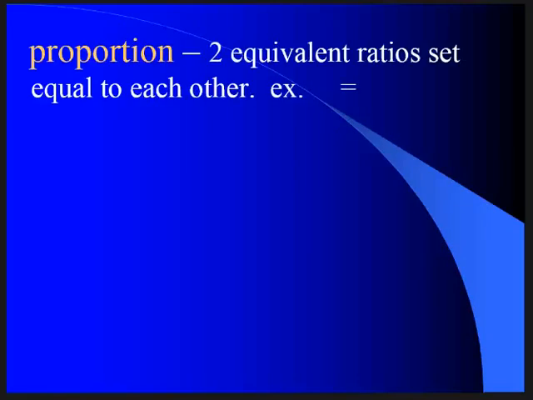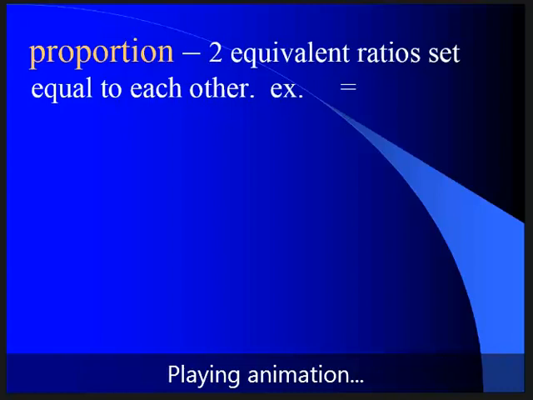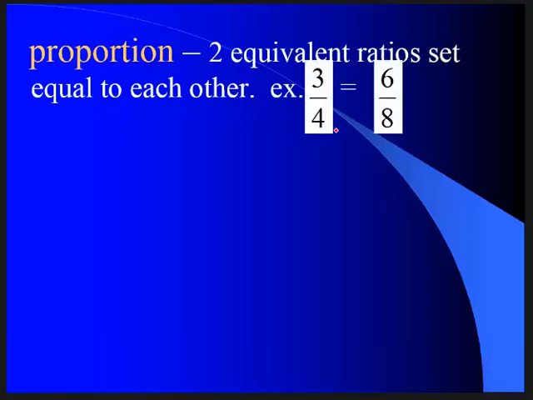Now, if I put two ratios equal to each other, I get what's called a proportion. Right? Two equivalent ratios set equal to each other. They have to be equivalent. That doesn't mean the exact same numbers. It just means that when you reduce them or divide them, you get the same number. If I divide 3 by 4, I get 0.75. If I divide 6 by 8, I get 0.75. They are equivalent, though they don't look the same. I can reduce 6 over 8 to 3 over 4.